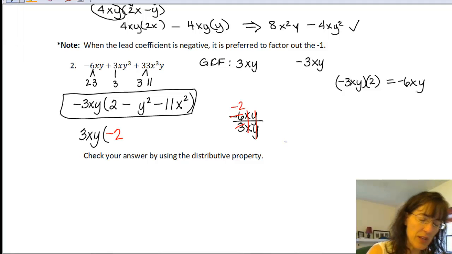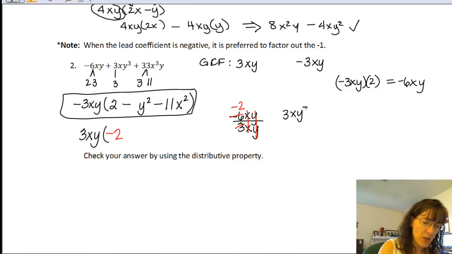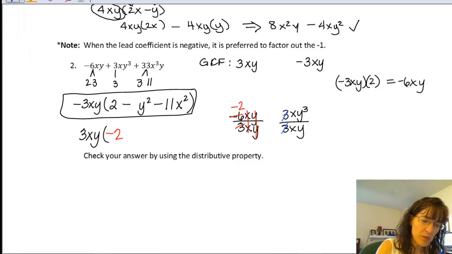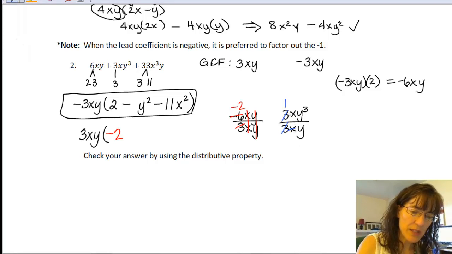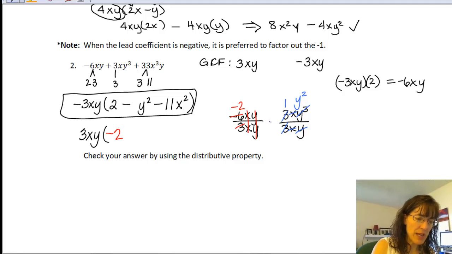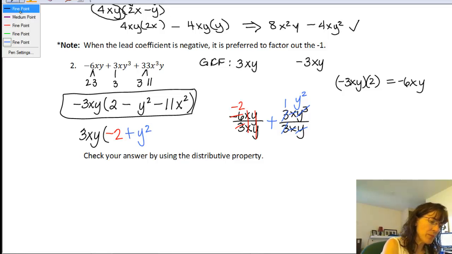And then let's look at another one. So I have, let's see, 3xy cubed divided by 3xy. So that one in blue, the 3's will reduce and I'll just have a 1. The x's will reduce and then y into y cubed, there will be y squared left over. And remember this had a plus in front of it, so it's going to be plus y squared.